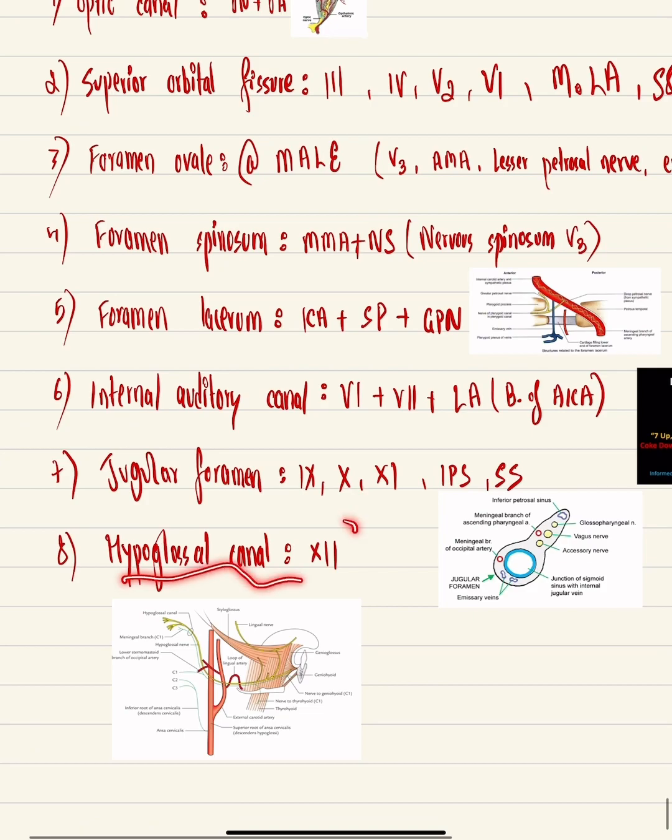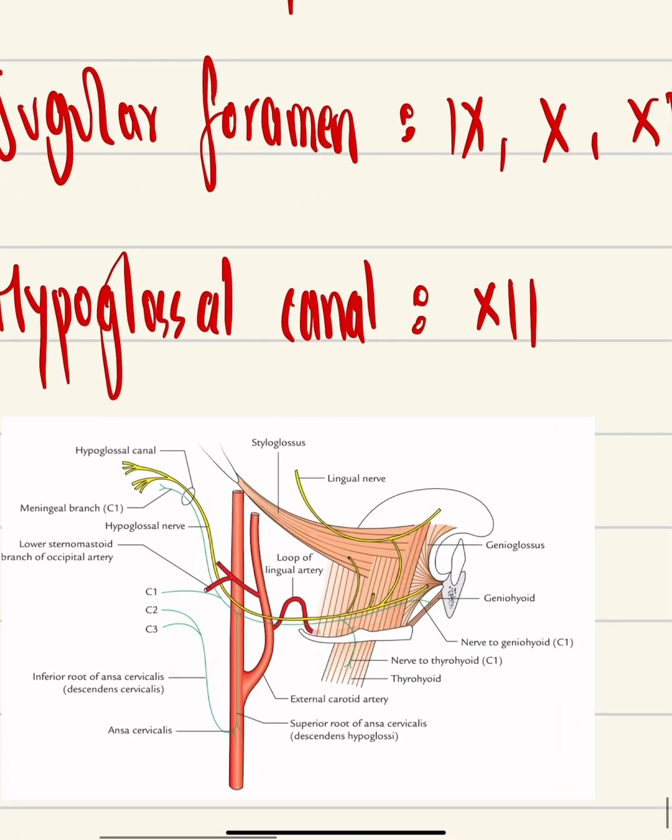Next is the hypoglossal canal, which contains the 12th cranial nerve. This is the hypoglossal canal. It contains the cranial nerve 12, the hypoglossal nerve, which supplies the tongue.